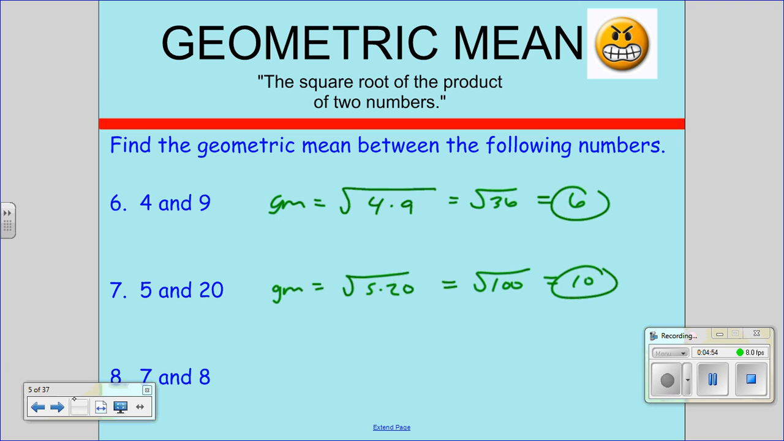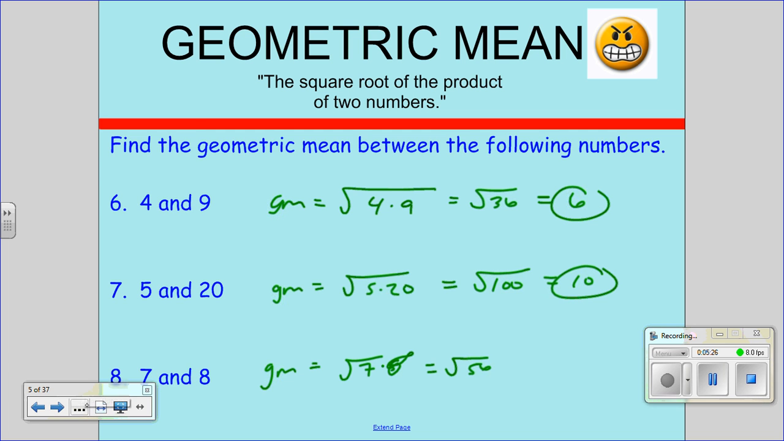If you want proof, you can always grab a calculator, but it's not necessary in those two situations. You should recognize that 36 is a perfect square as well as 100 is a perfect square. If you don't have a perfect square, for example, 7 times 8, that's 56, right? I don't believe 56 is a perfect square.